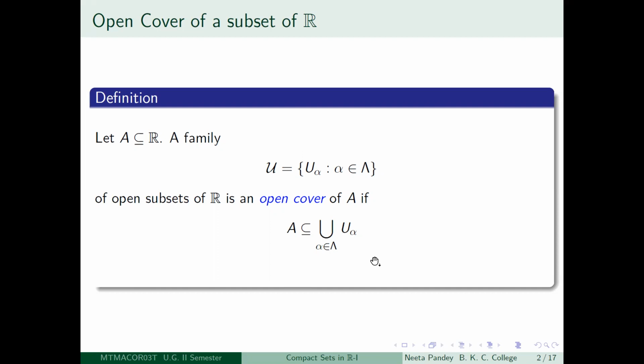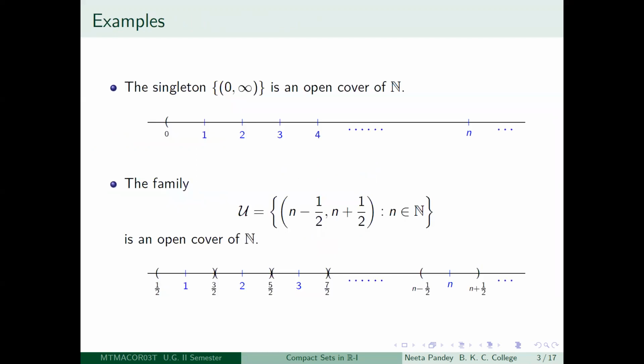So the definition doesn't involve much to understand. All you need is that you have to take the union of all the subsets in that family. It will give you a new set, and this new set should be a superset of capital A. Then you will say that the family is an open cover of A. Okay, so let us start by looking at some examples.